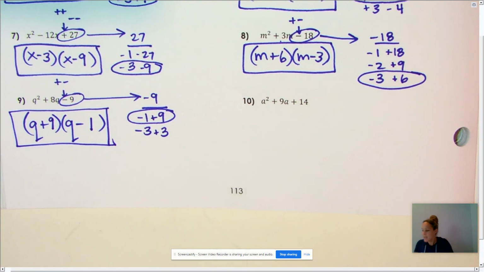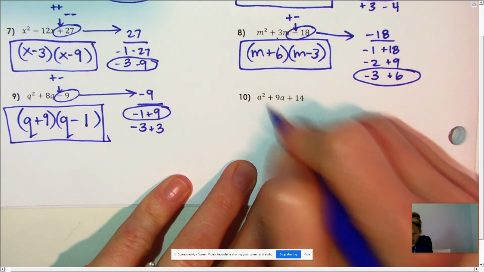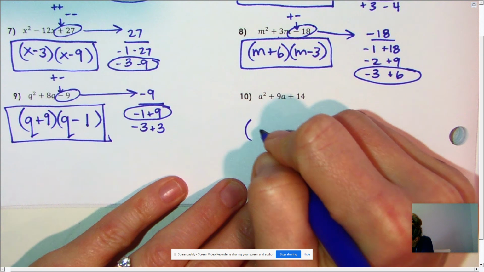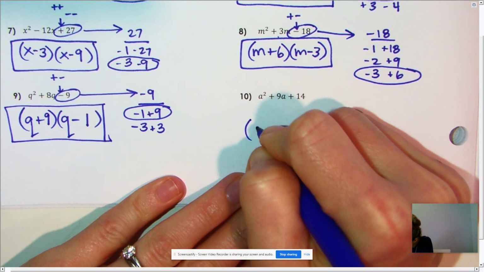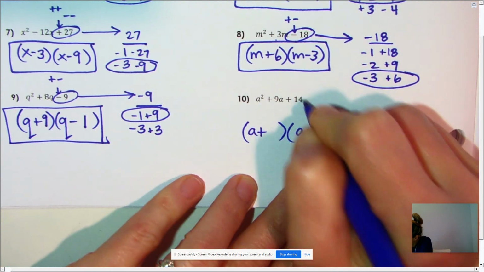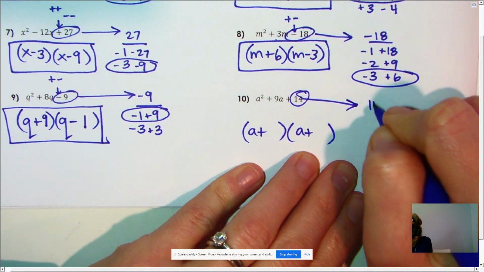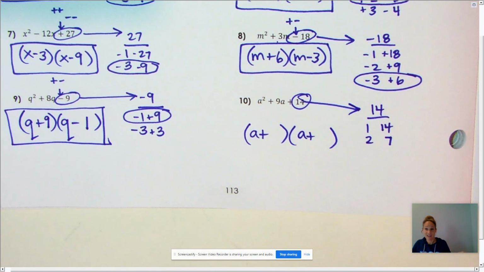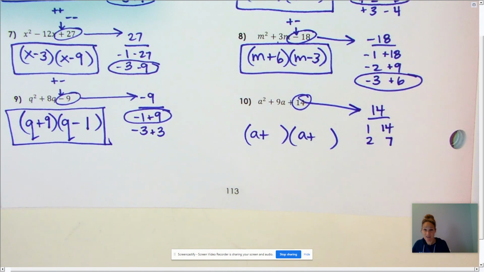Okay, question number 10. Everything's positive. Easy peasy on this one. And there's not that much that makes 14, right? So I'm going to put A and A. I'm going to put plus and plus. I'm going to take the 14, and I'm going to say 1 times 14, 2 times 7. Nothing else can go in, you guys. So we're done. Everything's positive.